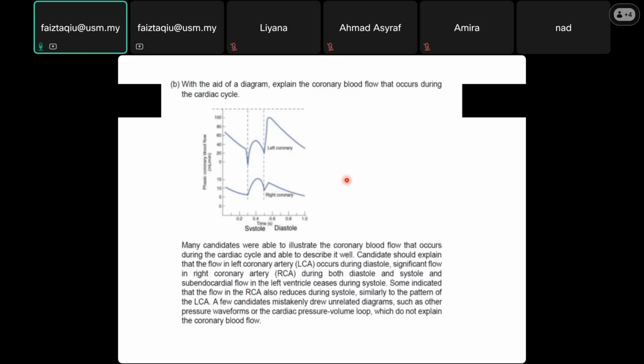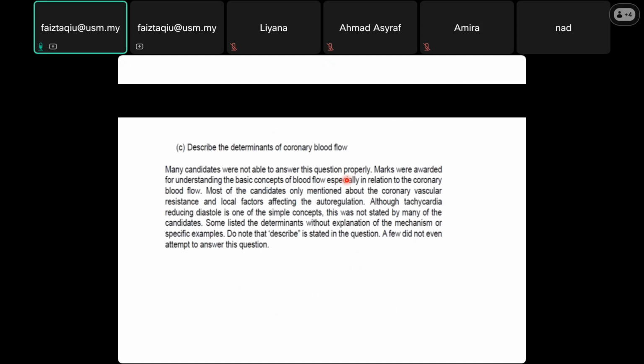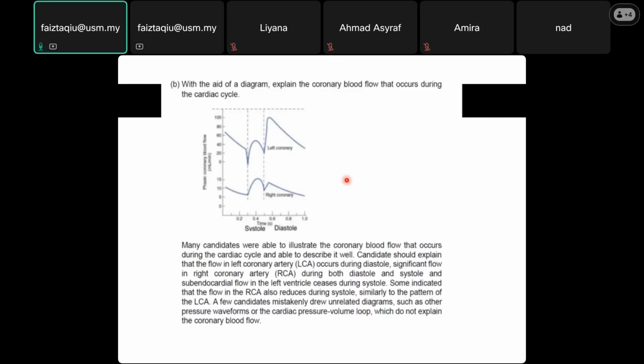Does anyone not understand the concept of coronary artery perfusion pressure? Okay, next. Actually, the previous slides are fine.